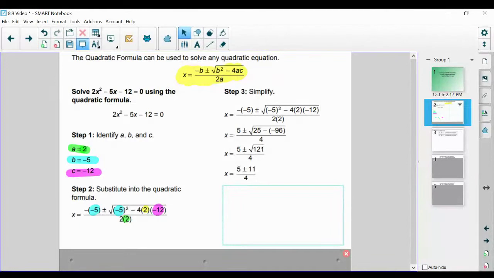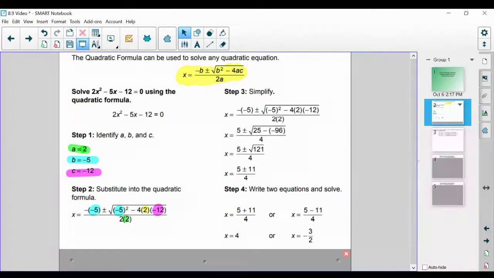So now we're going to have two possible answers. We're going to have 5 plus 11 over 4 or 5 minus 11 over 4. And when we solve, we're going to get that x is equal to 4 or x is equal to negative 3 over 2. So by having this quadratic formula, we can substitute in a, b, and c, and then we're going to solve to get x.